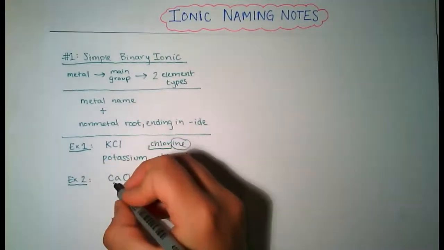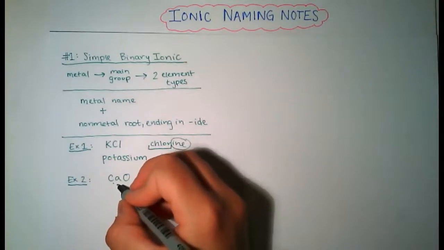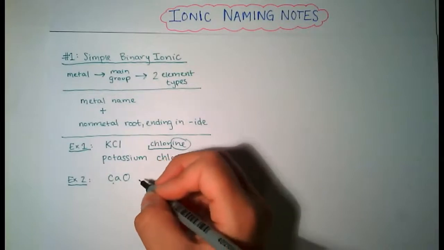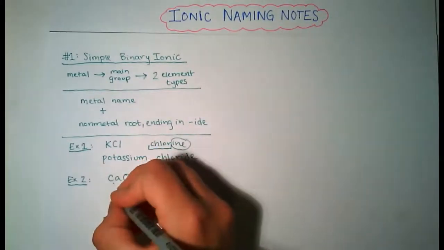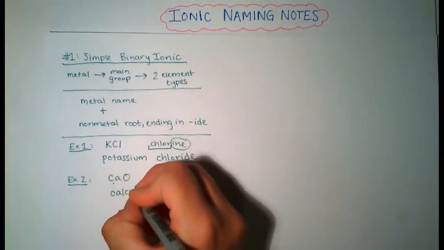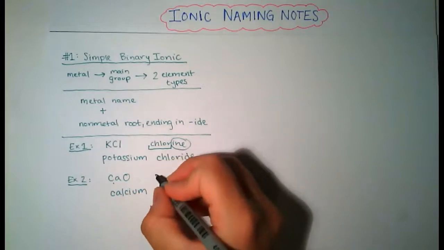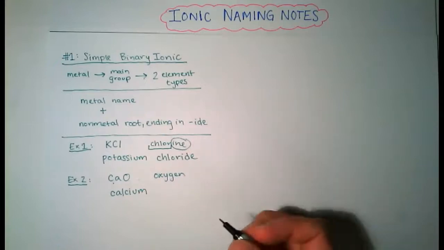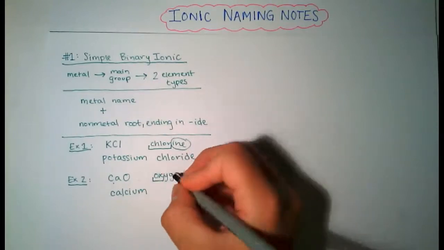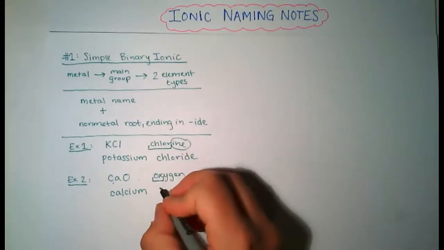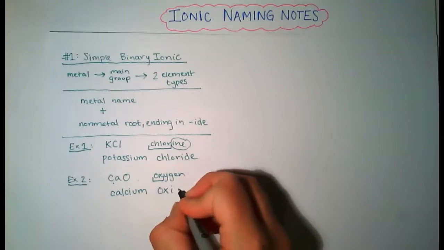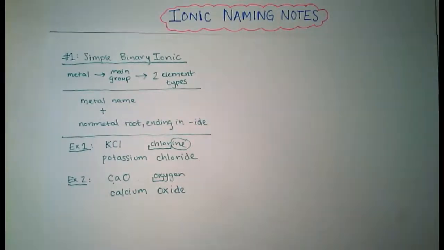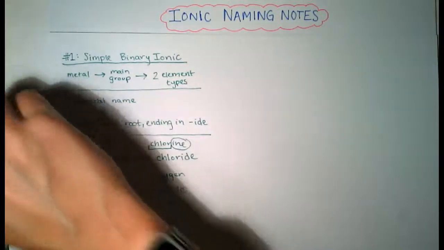So there's one example, and then on example number 2, let's do CaO. So once again, calcium is a main group metal, and there's only 2 element types here. So we take the name of the metal, calcium, and then we're going to take the root of oxygen, which is kind of a strange one. It's just ox. The egen goes away, and we change the ending to IDE, calcium oxide. So that's our first naming rule.